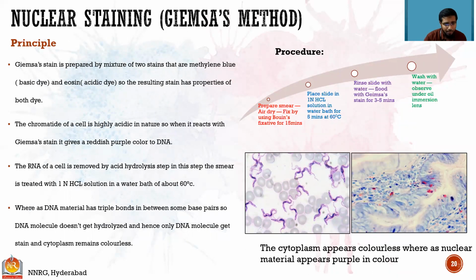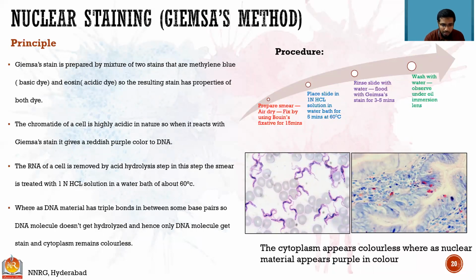Okay. The basic principle, let us see what it is. Giemsa's stain is prepared by mixing two stains that are methylene blue and eosin. So we are using two stains, one is acidic, one is basic. That means a neutral stain is prepared using two polar stains, that is methylene blue and eosin. Both are mixed to form a neutral stain. So the resulting stain has properties of both the dyes. So cationic and anionic both properties will be present in this neutral stain.